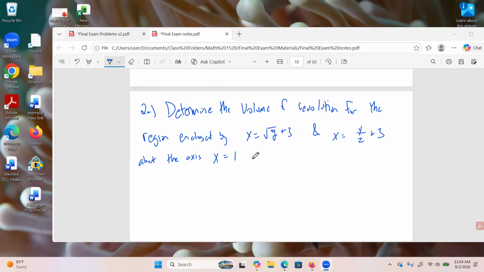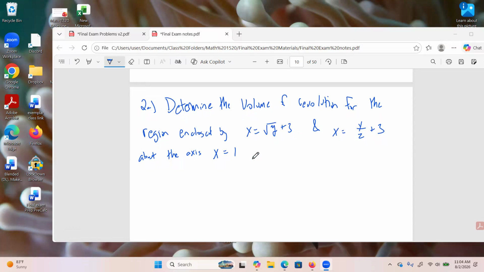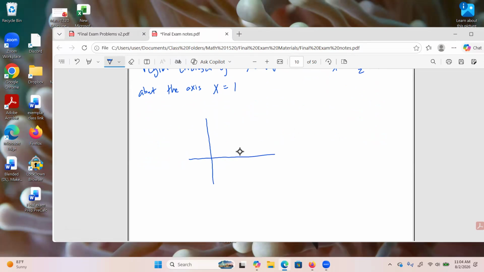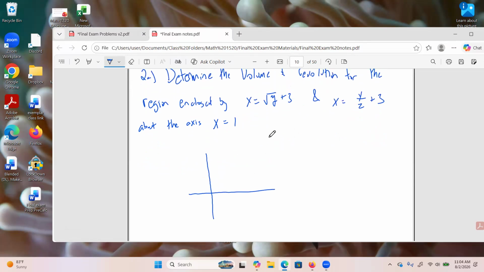As usual with these problems, the first thing we're going to do is draw a picture. Most of this is going to happen in the first quadrant. When y is equal to 0, we're going to have x equal to 3. So we have (3, 0) as our first point.